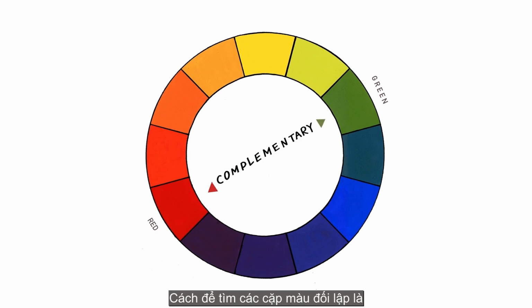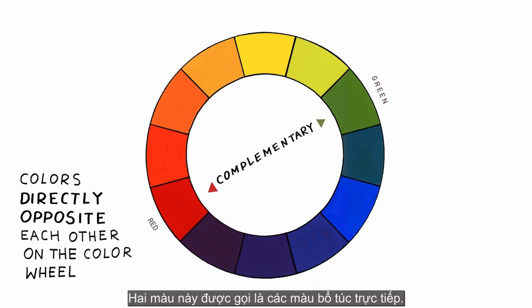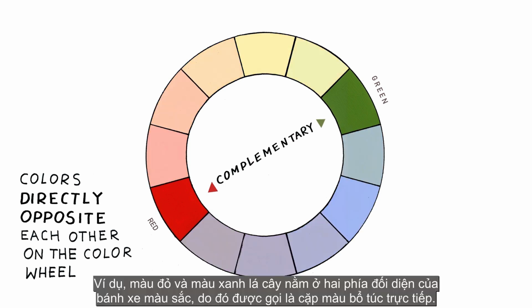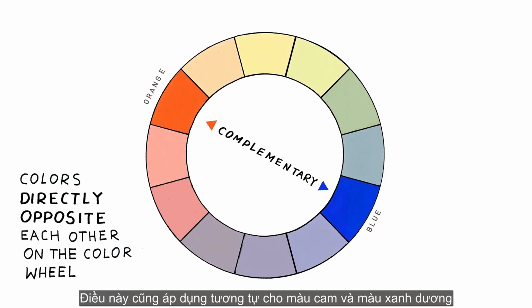The way you find pairings of opposites is when looking at the color wheel, take a color and find the color that is directly opposite to it on the wheel. These two colors are called complementary colors. For instance, red and green are on opposite sides of the color wheel and are therefore complementary colors. And the same applies to orange and blue.